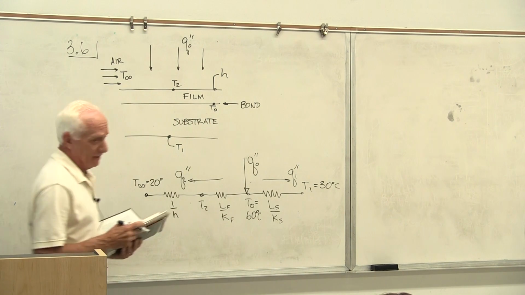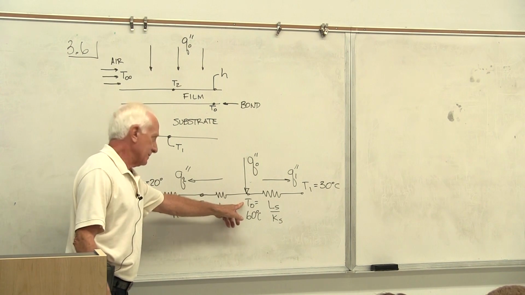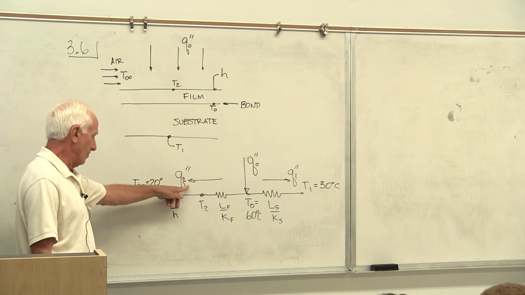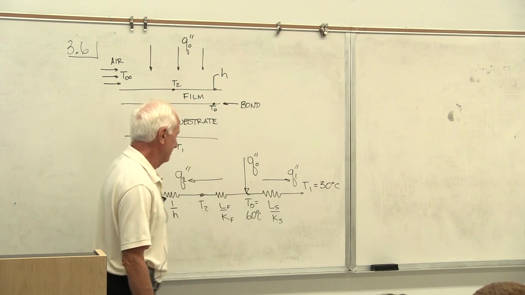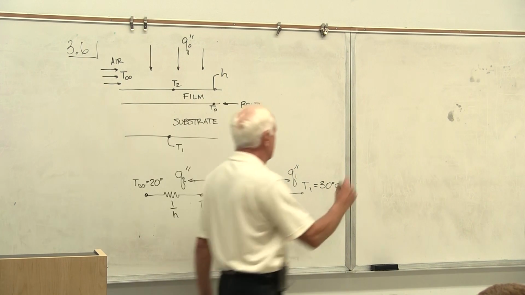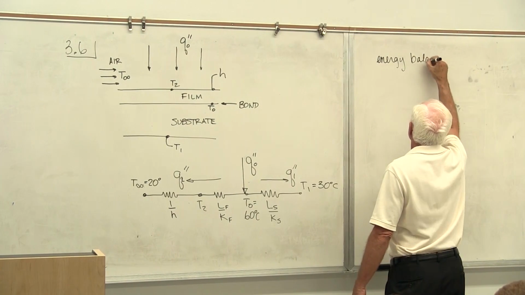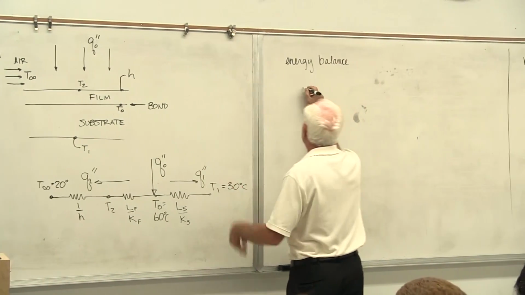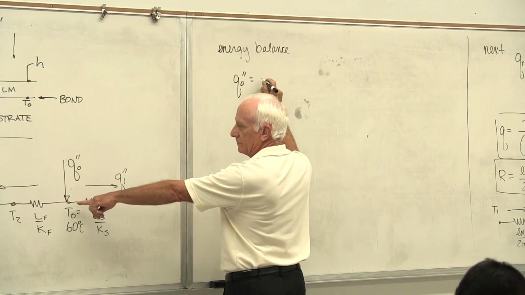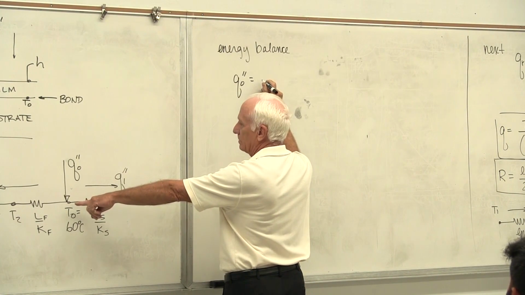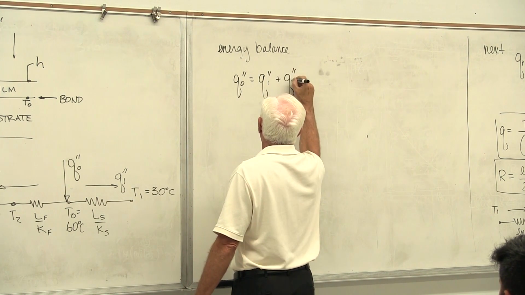Oh, now we know which way the heat flows. Conduction, it goes from hot to cold. Hot, 60, cold, 20, right. Hot, 60, cold, 30, right. So now we know the energy balance. What comes in, Q naught double prime, must equal what goes out of the node at T naught. The node at T naught, energy balance on the node: Q double prime 1 plus Q double prime 2.